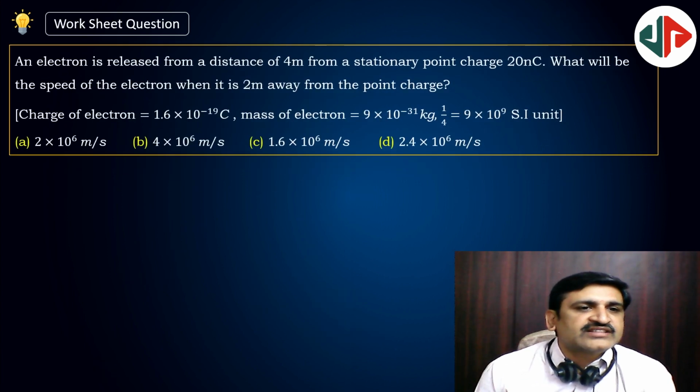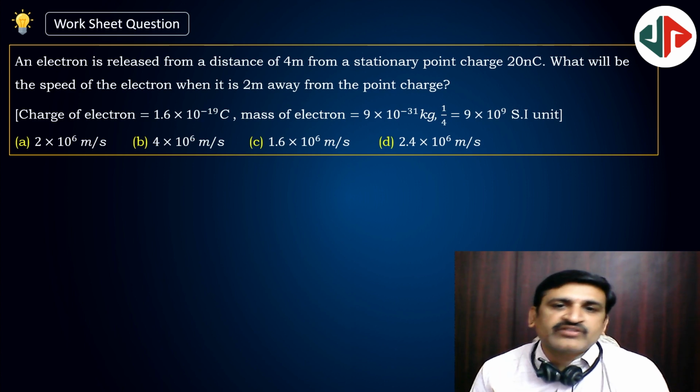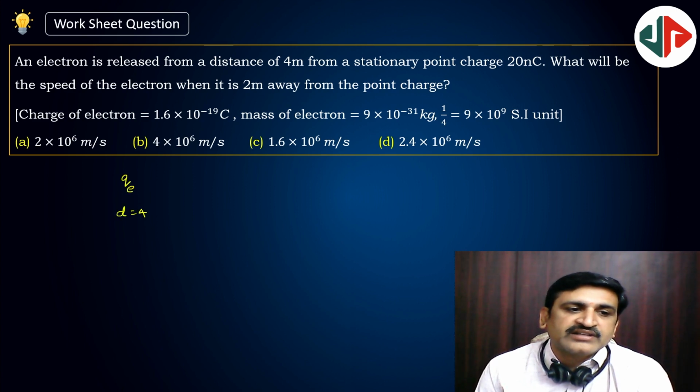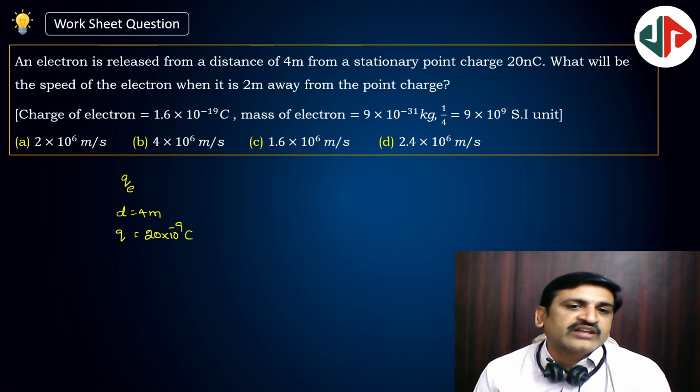An electron is released from a distance of 4 meters from a stationary point charge Q equal to 20 nanocoulomb, 10 to the power of minus 9 coulomb. What will be the speed of the electron when it is 2 meters away from the point charge? The distance d2 is equal to 2 meters. What is the speed?